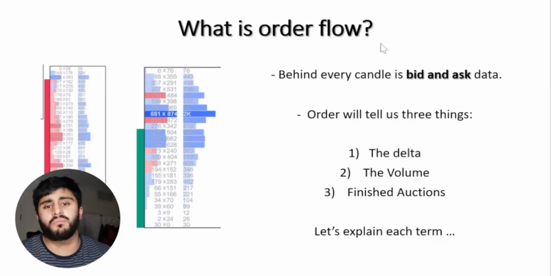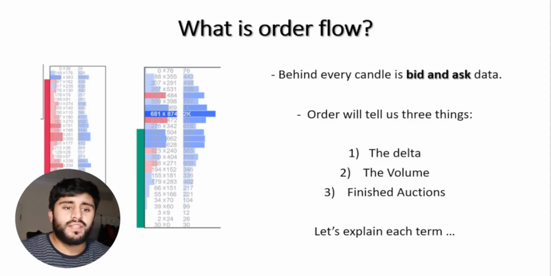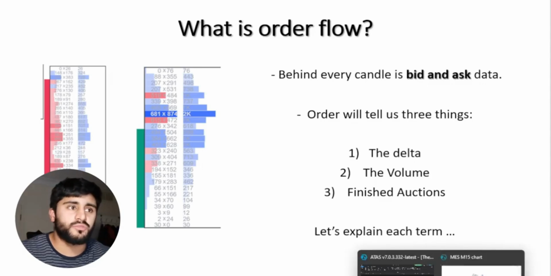I want traders to understand that the market is an auction, right? The market is an auction. So all the numbers you see are simply buyers and sellers. Let's break down a few candles as we speak.